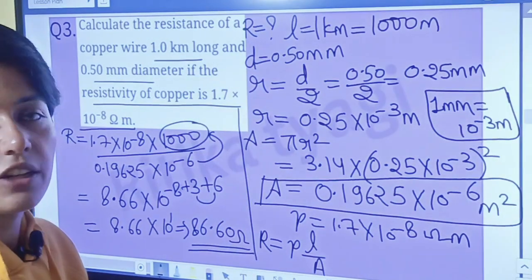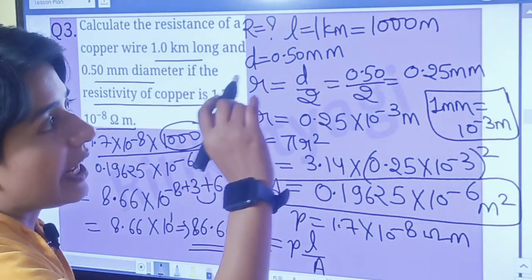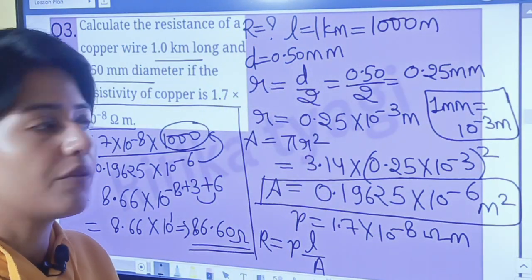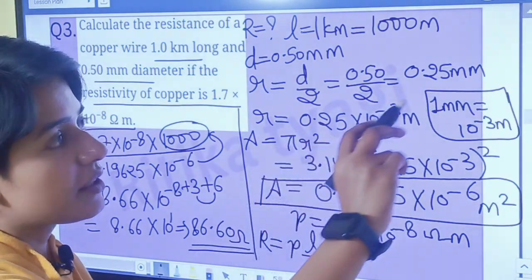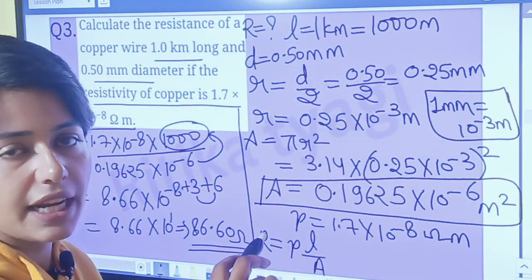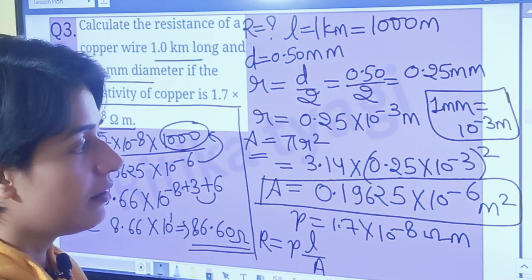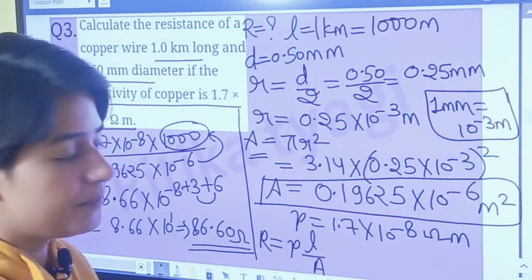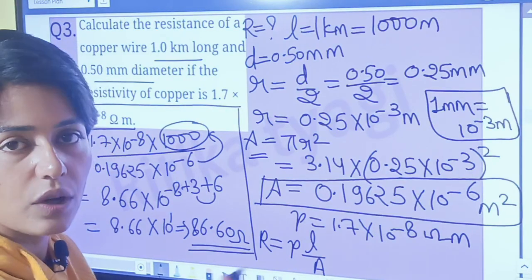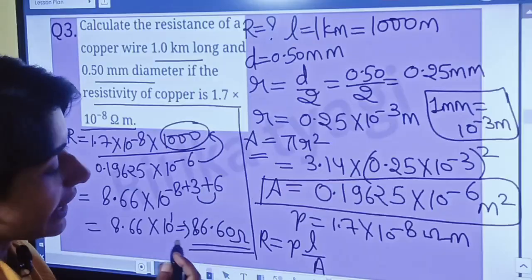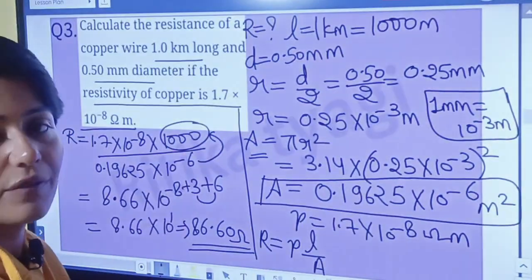Here we have to find the value for R. Length is 1 kilometer. Convert into meter, 1000 meter. Diameter is given 0.50 mm. Convert first into radius by taking its half, that is 0.25 mm. Then convert it into meter by multiplying 10 to the power negative 3. After finding the value for A, pi r square, area of cross section of wire. Putting the value for it and calculate it. Then applying the formula for calculating R, that is R equals rho L by A. Putting the value for it, on calculating it, we get 86.60 omega resistance of this copper wire.